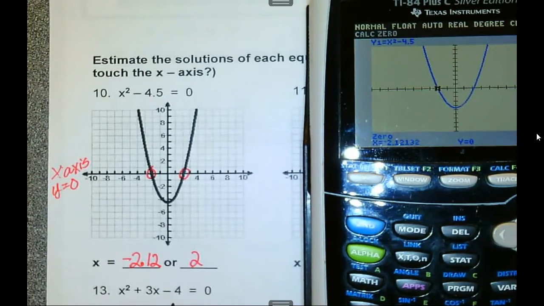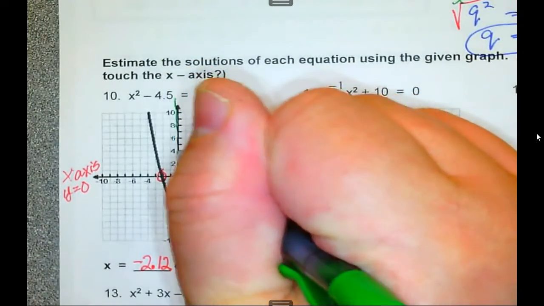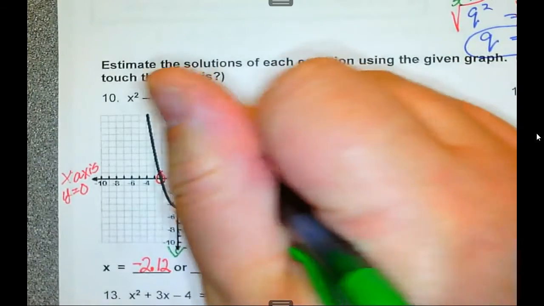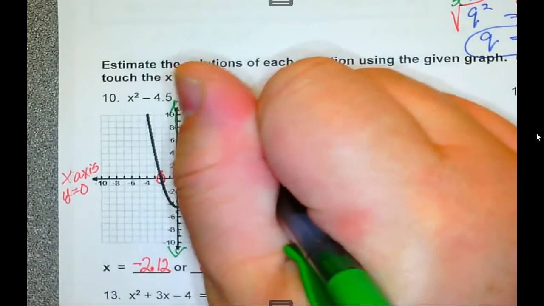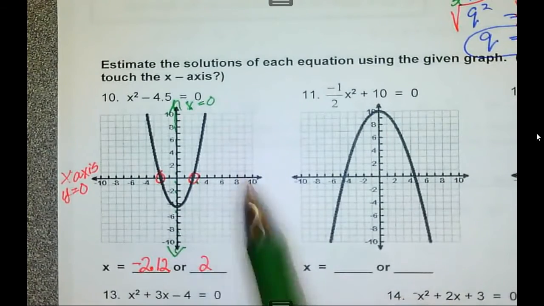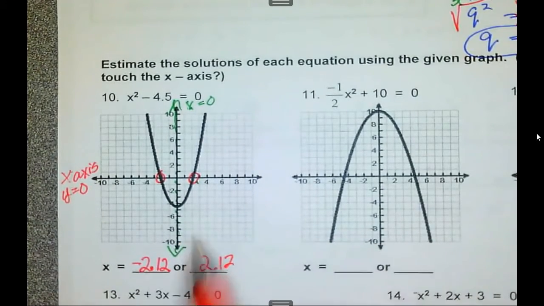Okay, since our axis of symmetry is our y-axis, where x equals 0, what do you think this point's going to be? Yep, it's going to be 2.12. The same number, positive and negative, happens when my axis of symmetry is x equals 0, the y-axis.